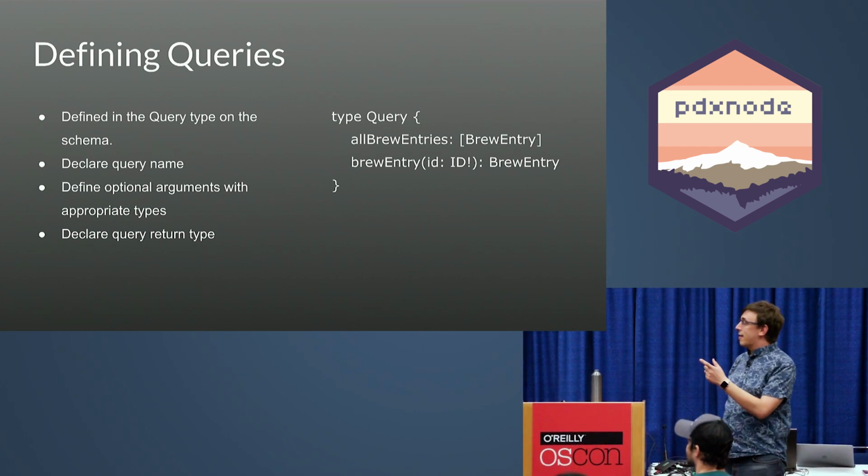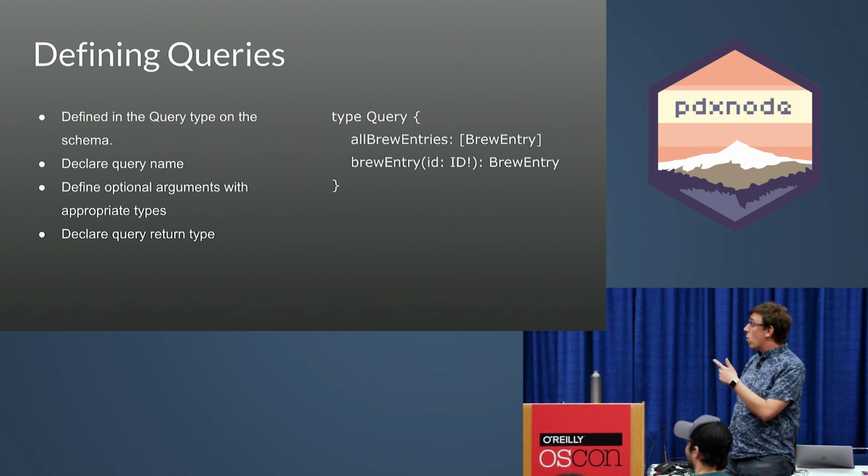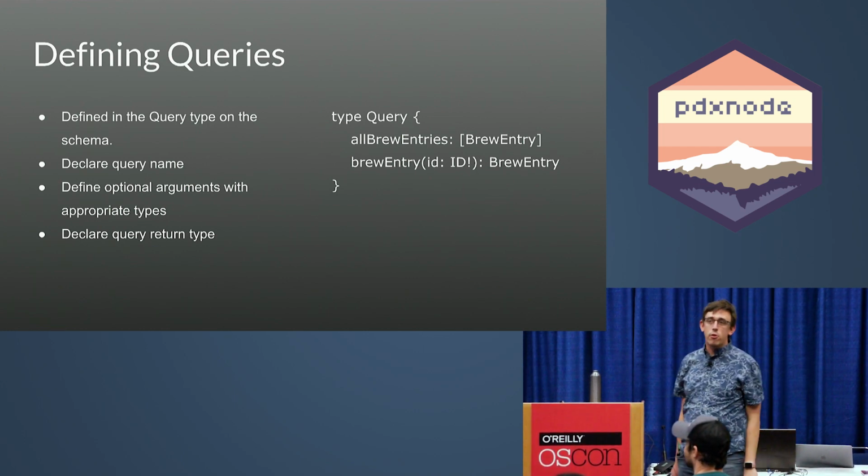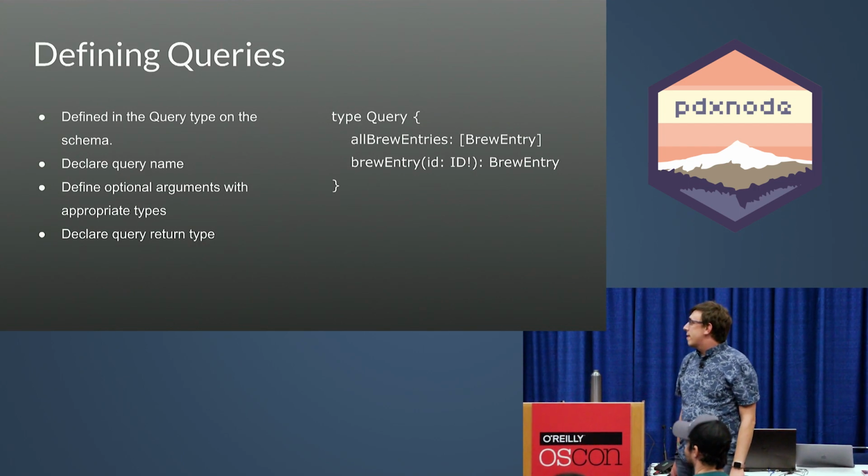So brew entry accepts a singular argument, and it's a required argument because, again, we have that exclamation point. So it expects an ID, and it's going to return a singular brew entry.